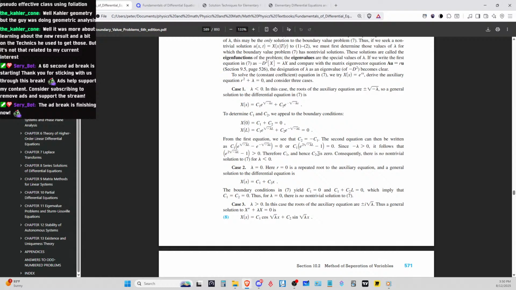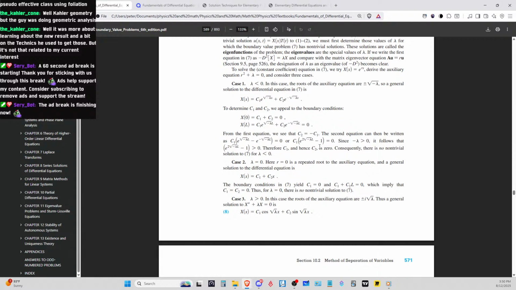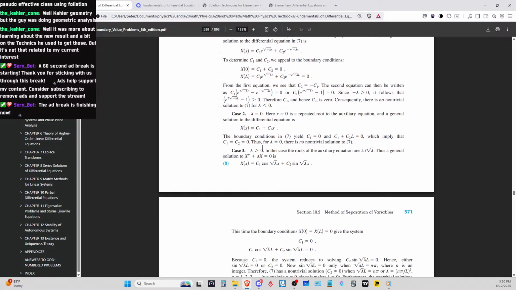And I think case 2 is when you get 1 root, and case 3 is when you get an imaginary root, where you have to do this type of scenario.